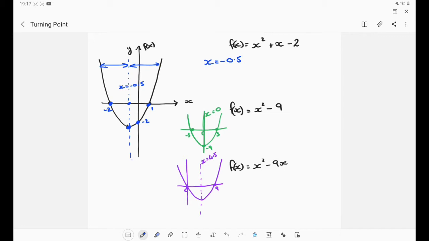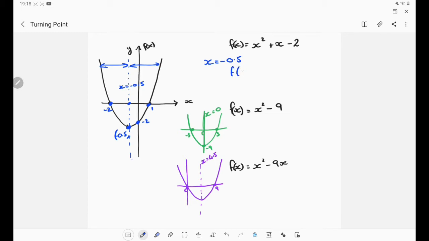So we've got x equals -0.5. We therefore know the x coordinate of this point. You're able to use your quadratic equation like a formula. You just substitute in.